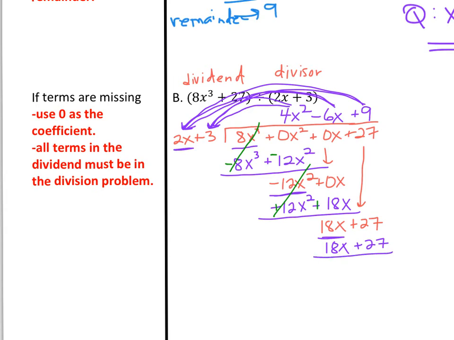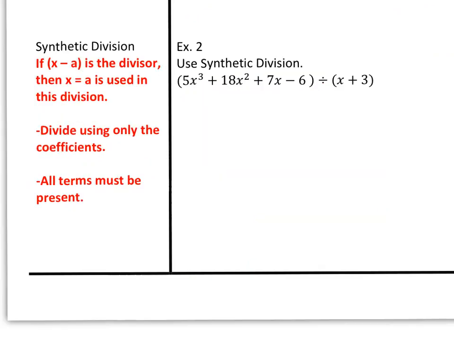When we subtract this row, we'll subtract the 18 and the 27. Both the 18x and the 27 cancel, which means our leftover amount is 0. So there's no remainder. The quotient then is just 4x squared minus 6x plus 9. And that's your answer using long division.